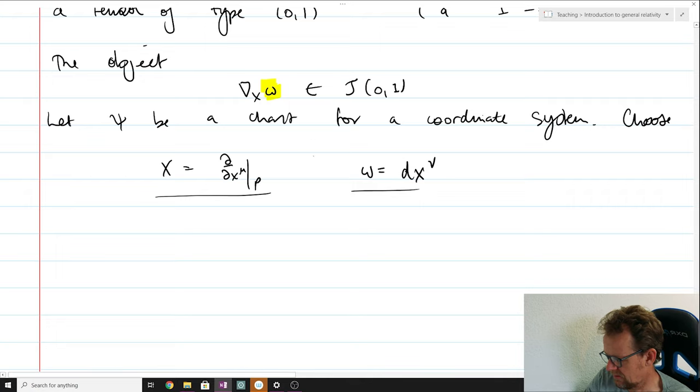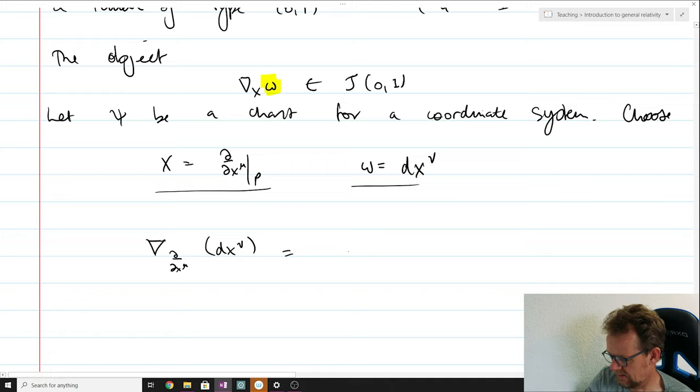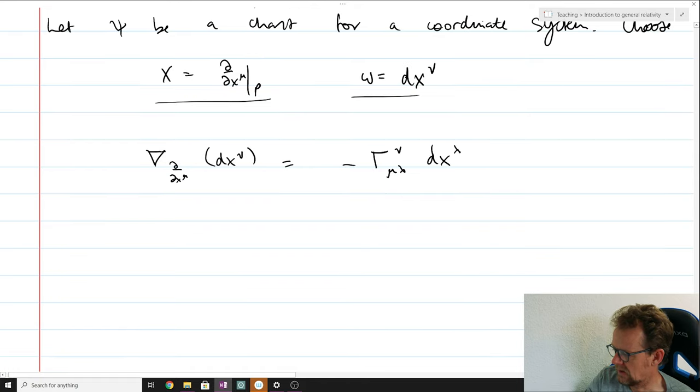And if you substitute this choice into this expression here for the derivative operator, then you will see where the Christoffel symbols appear in this expression. So if you calculate out now the derivative of a basis one form with respect to a basis vector, and you substitute these two elements into the equation for the derivative of a tensor, then you find that you get precisely this expression for the coefficients for this derivative, and this involves these Christoffel symbols here.